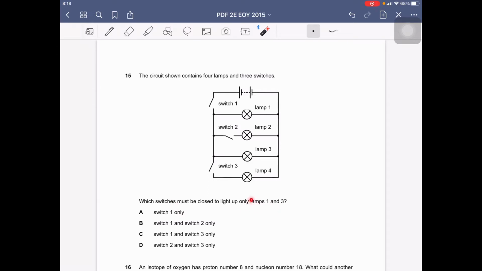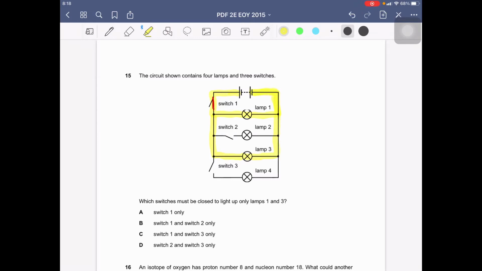Now, for this type of question, you will need to do trial and error. And if you try it, alright, you close switch 1. Okay, let's say I close this. Now I try to see the flow of the current. Now current will flow from here, going through, and it will reach lamp 1 because it forms a closed circuit. But the current can also flow towards lamp 3, and back to this terminal.